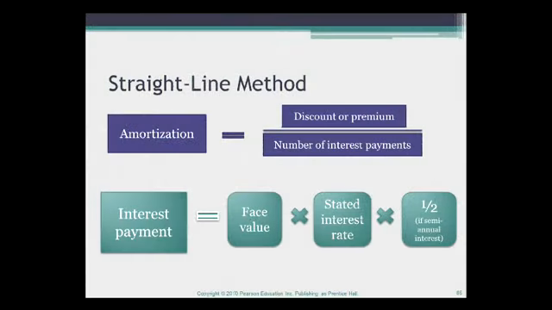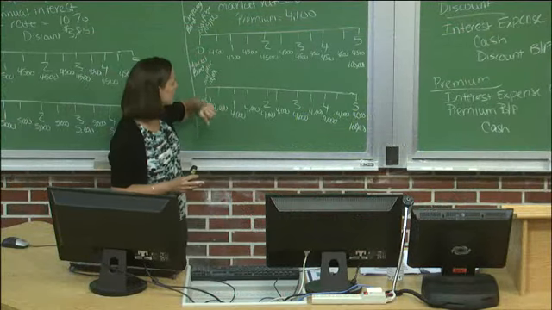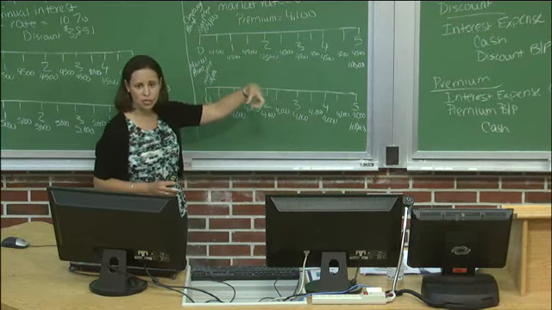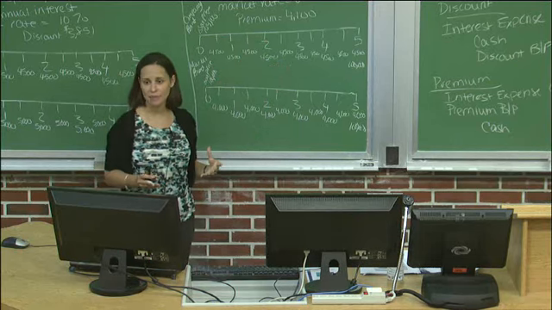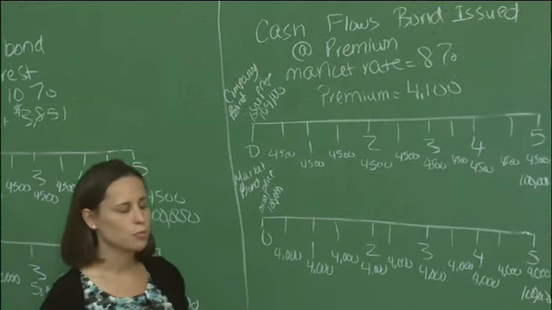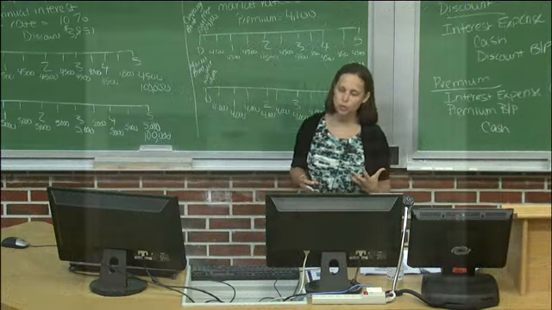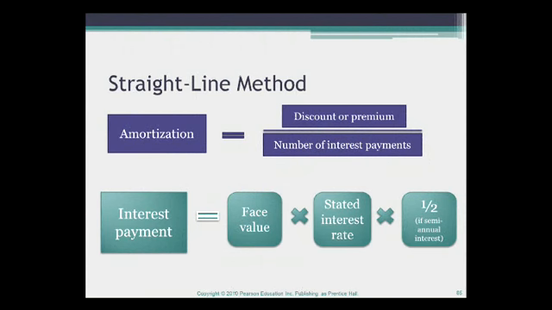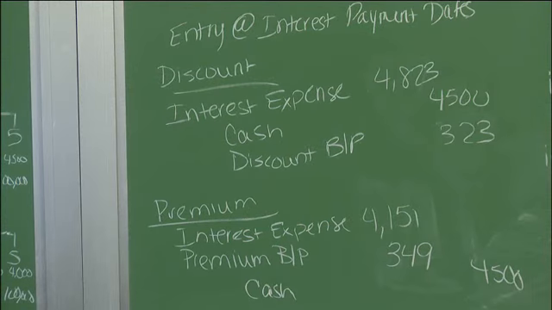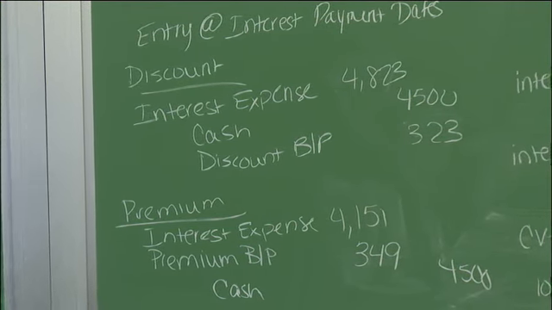So in this situation, $4,100 premium, 10 interest period dates, you simply take the $4,100, divide by 10, and that's how much premium is amortized each period. Since it's an equal amount, it's the same each period. Interest payment is the same each period because the maturity value stays the same and the stated rate of interest stays the same. Under straight line, the two things that you calculate are the cash paid for interest and the discount or premium amortization. Your interest expense becomes your plug number.